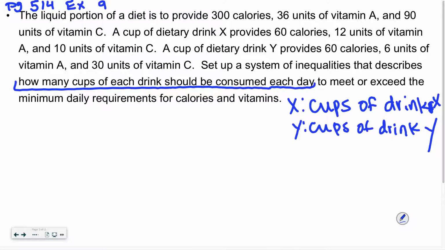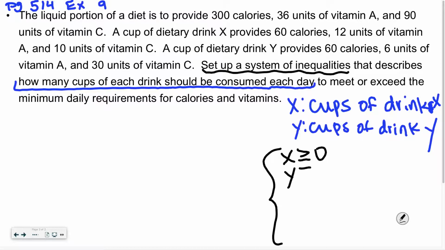Okay, the first thing I really want you to get in the habit of doing, cups. Okay, have you ever drank -2 cups of water? That doesn't make sense, right? If we're talking about tangible items, we are never going to have negative amounts. Those are always going to be 0 or more. So when we set up a system of inequalities and we're talking about tangible items, we better say that each variable is greater than or equal to 0.